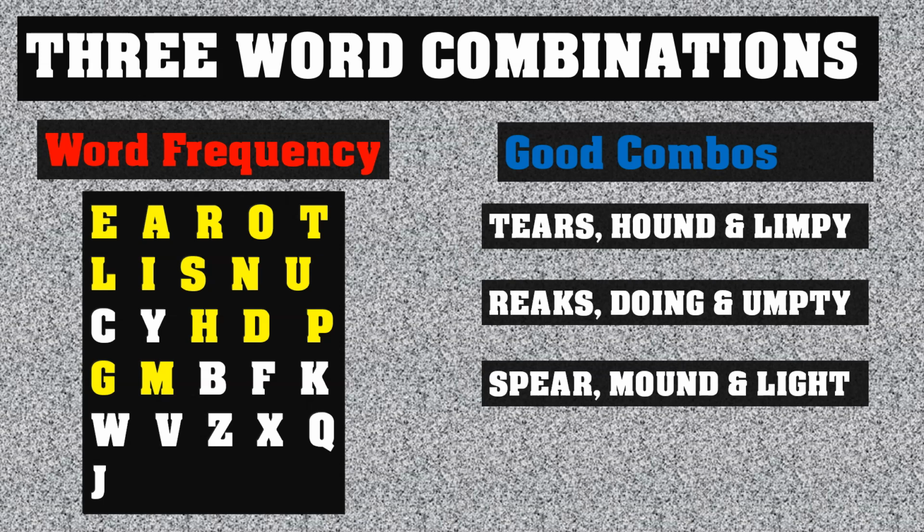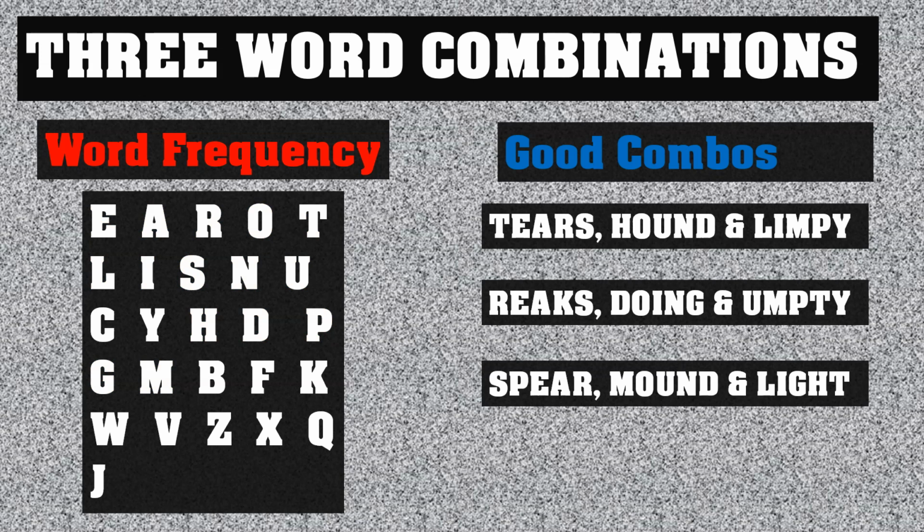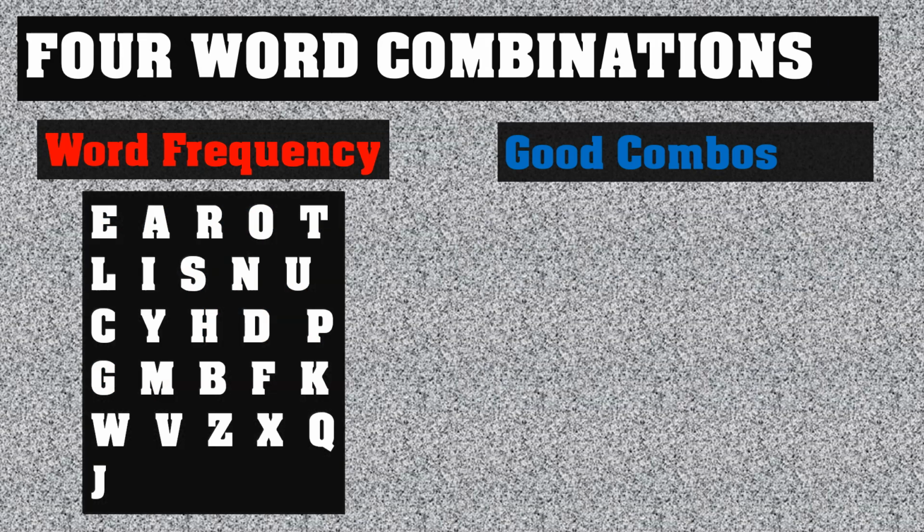So any of these could work really well together. Notice that the words aren't all the same, but some of them are similar, hound and mound, obviously. We're getting a decent combination of words in there, and you can throw them around and use them as you need. When we get into 4-word combinations, things get a little bit hairy. So let's go ahead and do that.